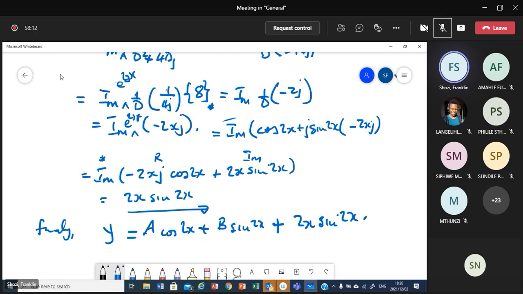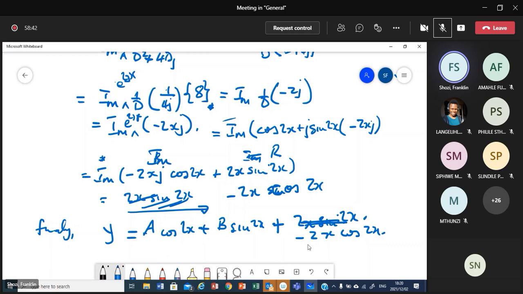Sorry. Wait, good people. I took the wrong one. I hope you can see. The imaginary here is cos. Sorry. This is imaginary, sorry. This is real. So my imaginary is minus 2x, what? Cos 2x. Bear with me, please. And that one here, it's minus what? 2x cos 2x. That is your final answer.